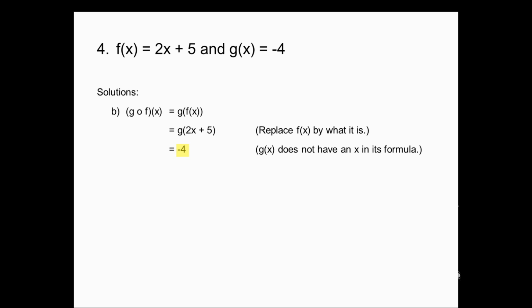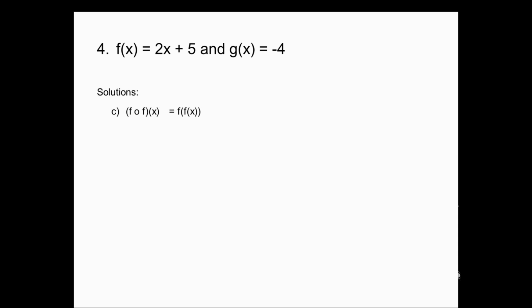Okay, part C was f composed of f of x, which is f of f of x. So replace this f of x by what it is. It's 2x plus 5. Now f of 2x plus 5: in your formula for f, replace x with 2x plus 5. So I'll have 2 times 2x plus 5, plus 5. Distribute the 2. 4x plus 10 plus 5. Combine 10 plus 5. 4x plus 15.